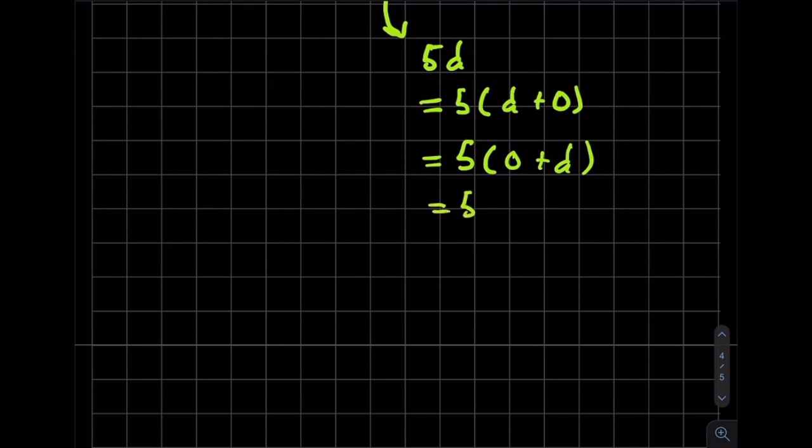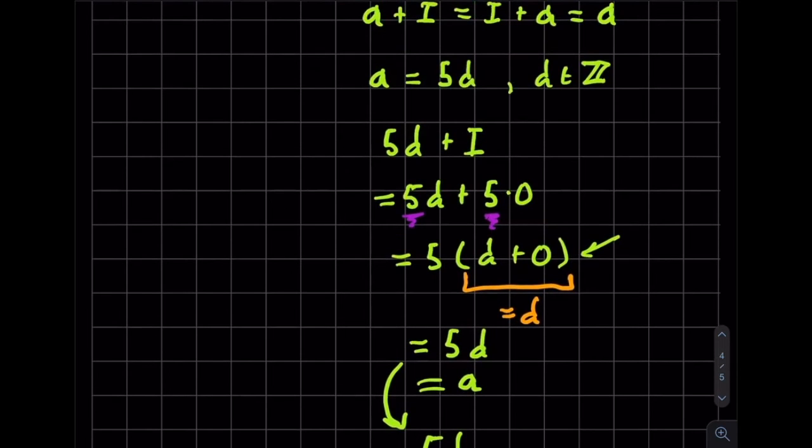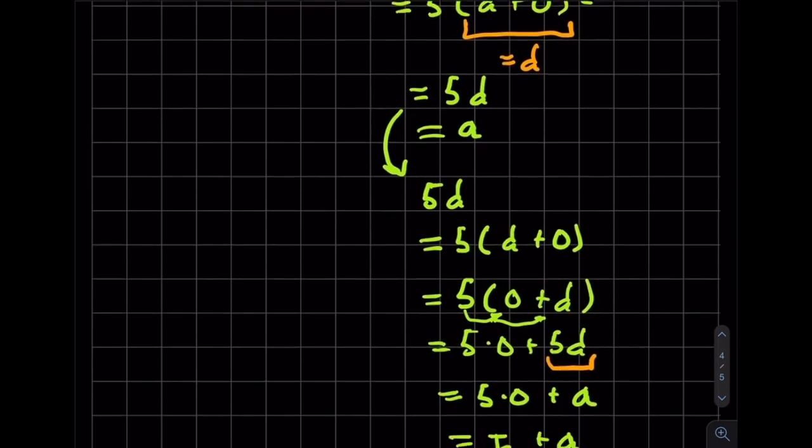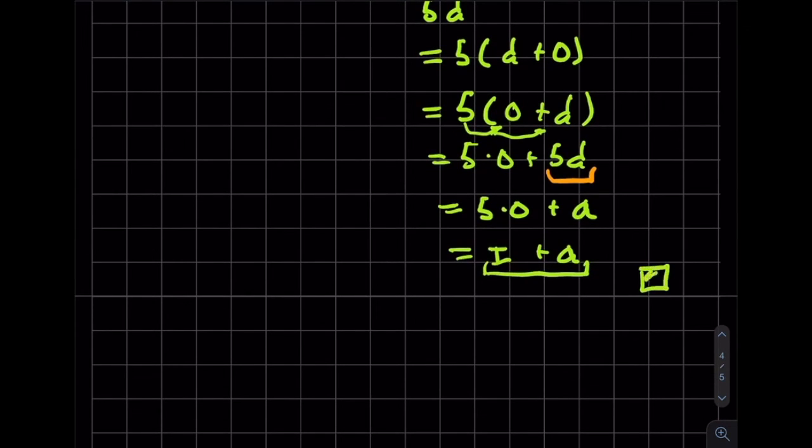And now we have 5. I'll distribute out the 5. So 5 times 0 plus 5 times d. But we know 5 times d is a, so 5 times 0 plus a. And then this 5 times 0 here is I plus a. And what this does is this shows us that a plus I is equal to a, but it's also equal to I plus a. I'll draw my box, so that gives us identity.